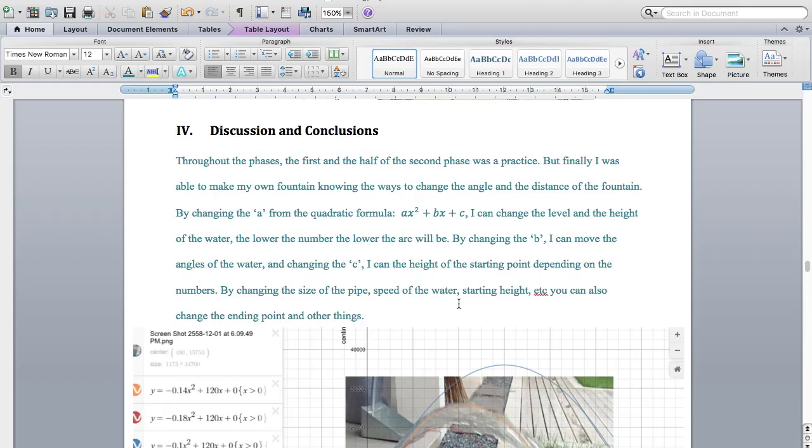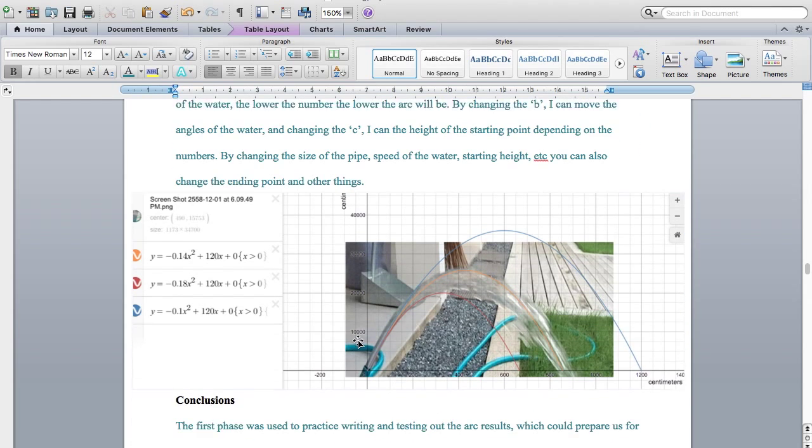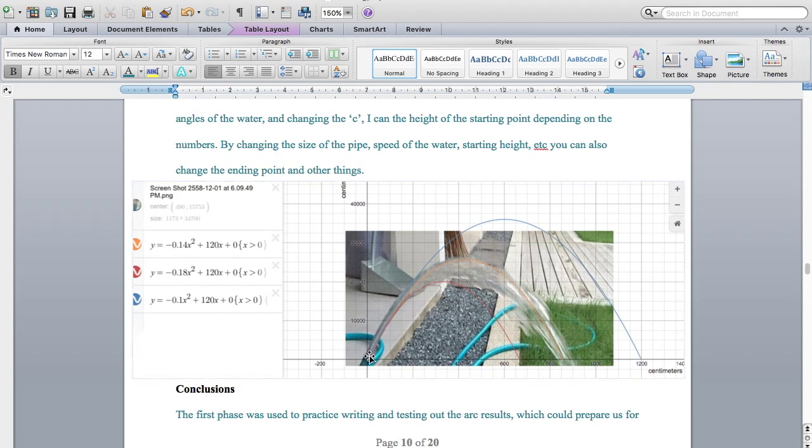So by changing A, as I have said, I can change the level and the height of the water, and the lower the number, the lower the arc will be. And by changing C, I can change the starting height of the water depending on the numbers. So if I change C, this part will change and the arc will be different. It will never be 0 if I change the C.